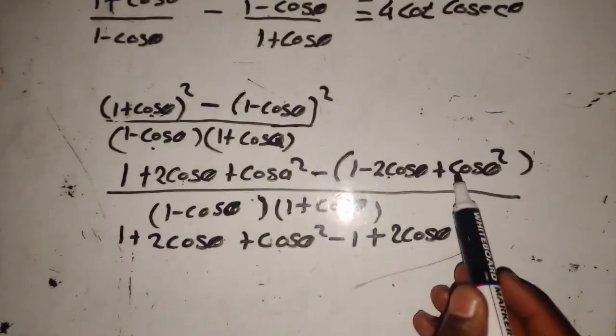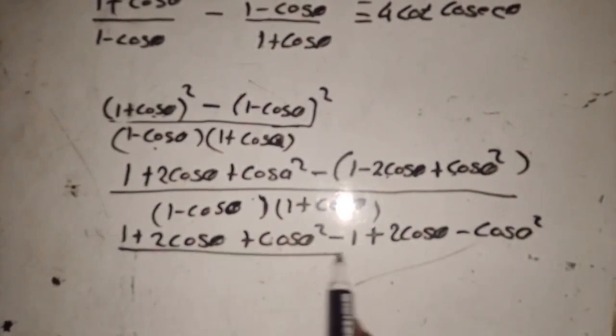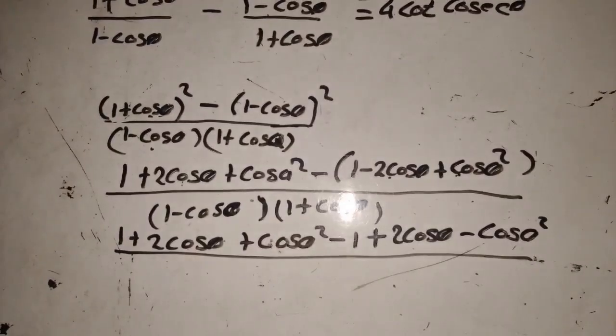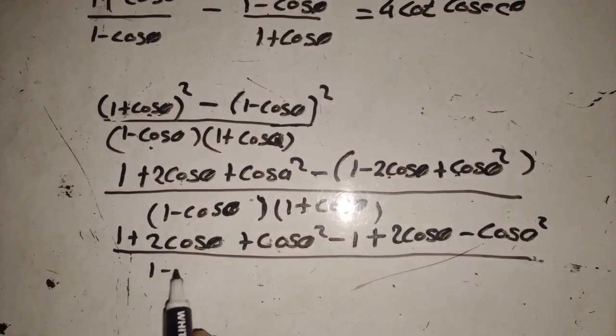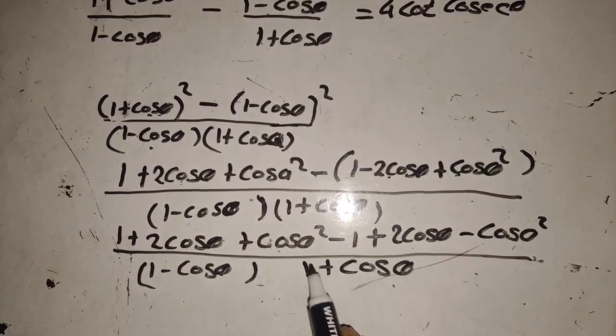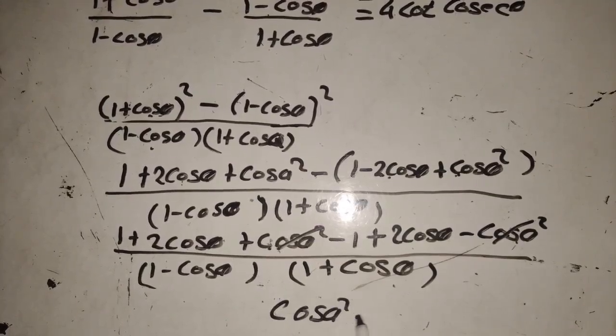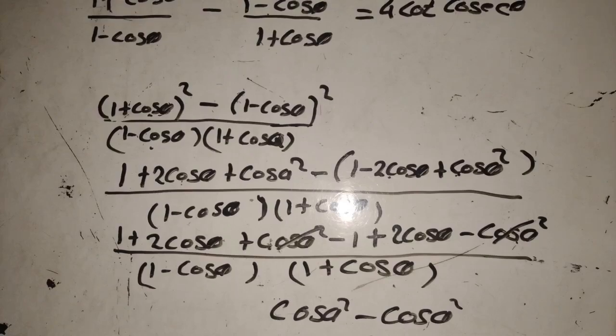Then negative multiplied by negative, we're going to have minus cos theta squared over our common denominator, which is 1 minus cos theta, then 1 plus cos theta. So here we can add the like terms. We have negative cos theta and negative cos theta and positive cos theta. Cos theta squared minus cos theta squared gives you 0, so these two will cancel. Hence, we're going to remain with 0.